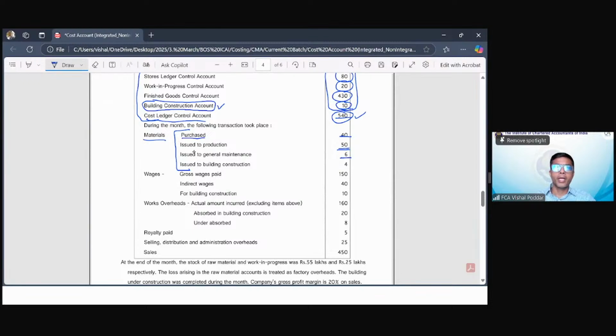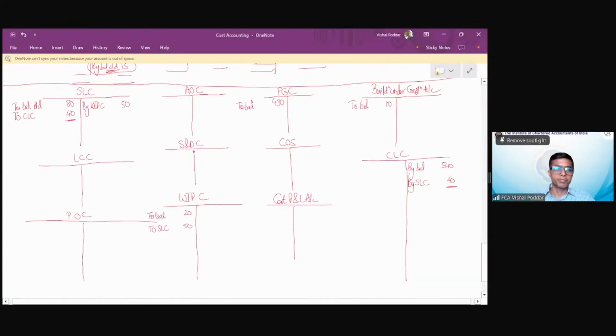Now, I have sent this material for general maintenance. So it is like indirect material overheads. I will transfer it to POC.